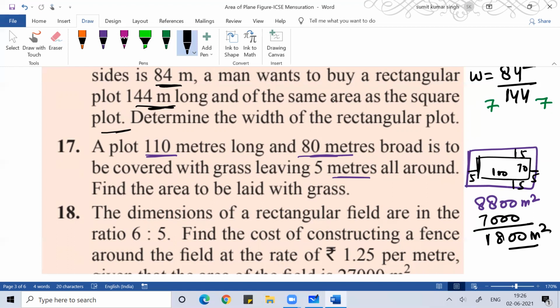So this is the area to be covered with grass. Okay, so you're covering with grass. That would be 7,000. Covering with grass, the remaining part you leave. So you're putting grass into an area of 100 into 70.